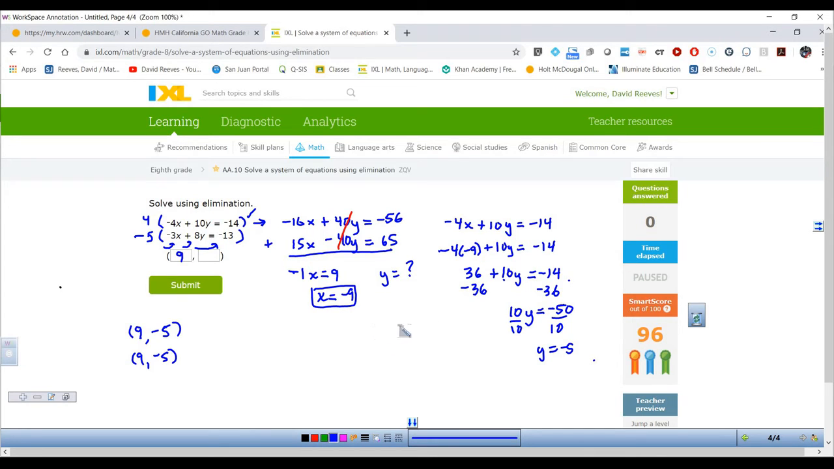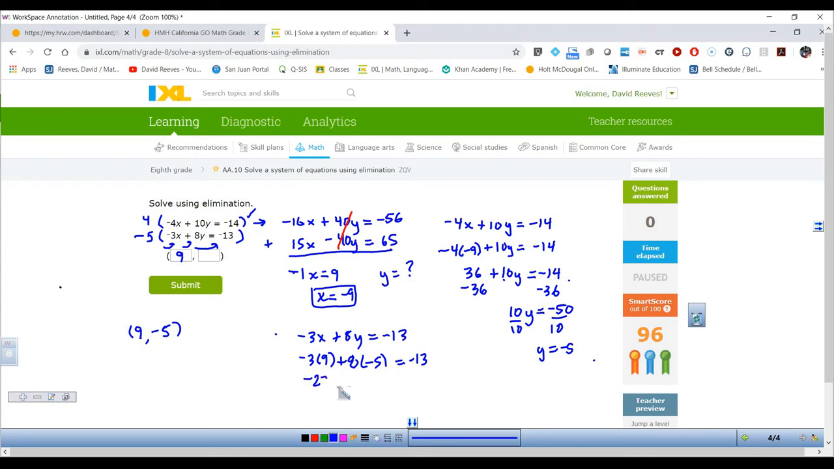All right, so I found that answer from the first equation. I'm going to check it in the second equation. Negative 3x plus 8y equals negative 13. So then I'm going to check my answer. What did we say that x was? X is 9, and y is what? Negative 5, and I'm hoping to get negative 13.